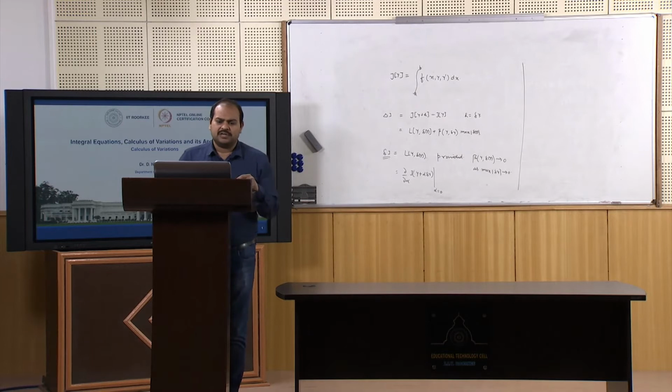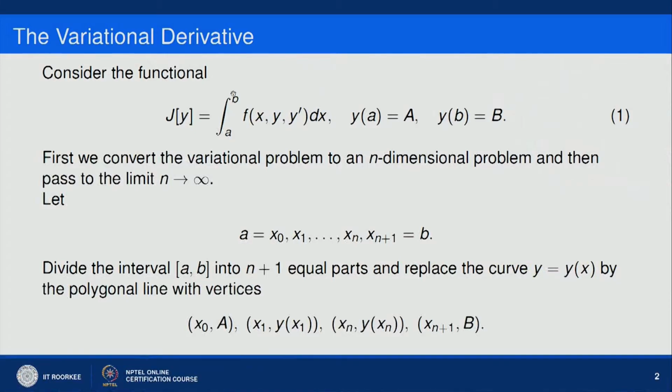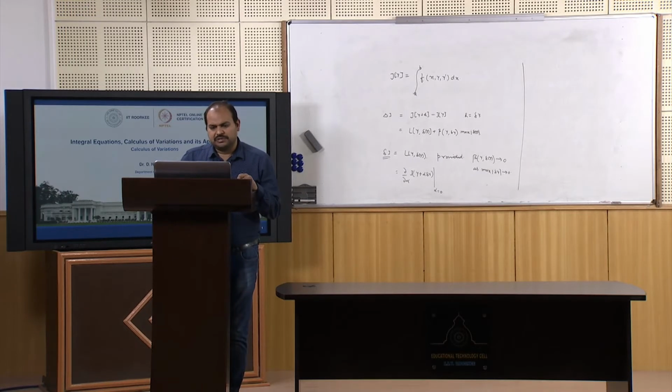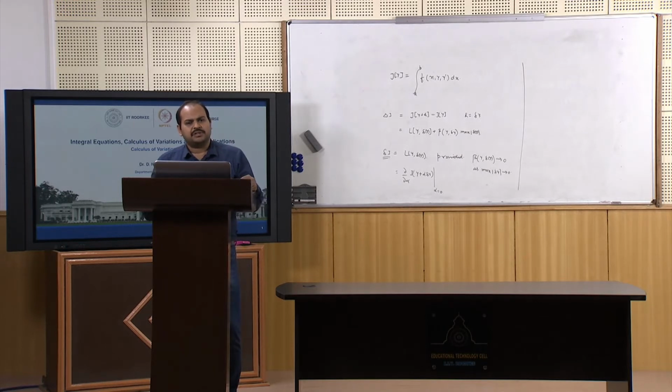For this, let us define the functional J of y given as the integral from a to b of f of x, y, y dash dx, with the condition that y of a is equal to capital A and y of b is equal to capital B. To find the variational derivative, we recall that the functional can be understood as a function of infinitely many variables, and for that we utilized Euler's finite difference method. So here also we use Euler's finite difference method and convert this functional into a function of infinitely many variables and try to relate the variational derivative with the partial derivatives of a function of several variables.